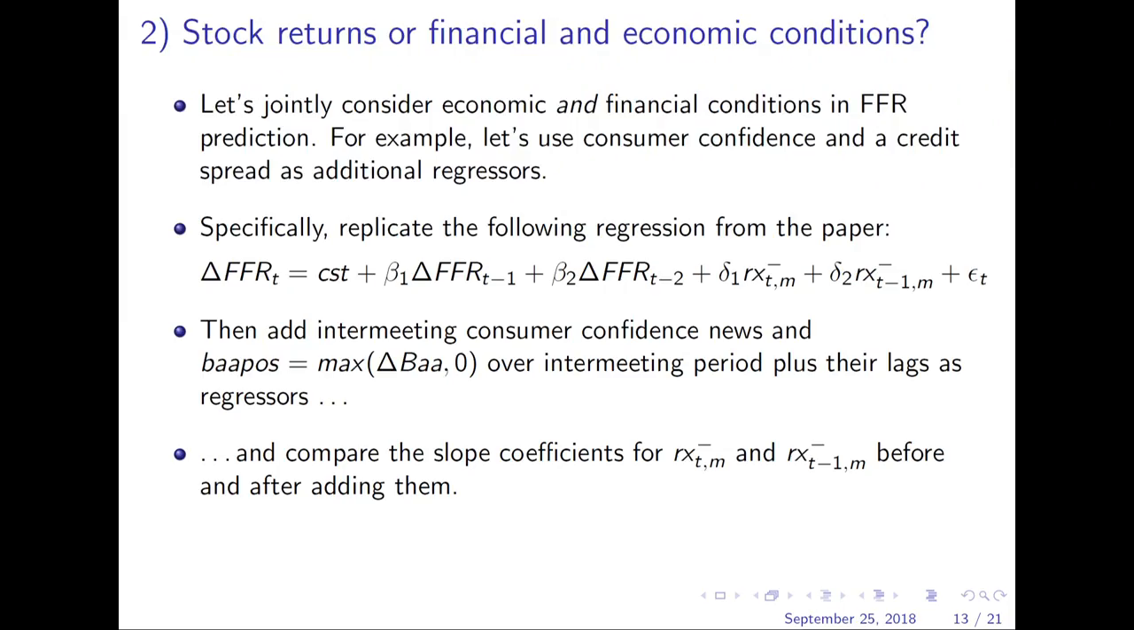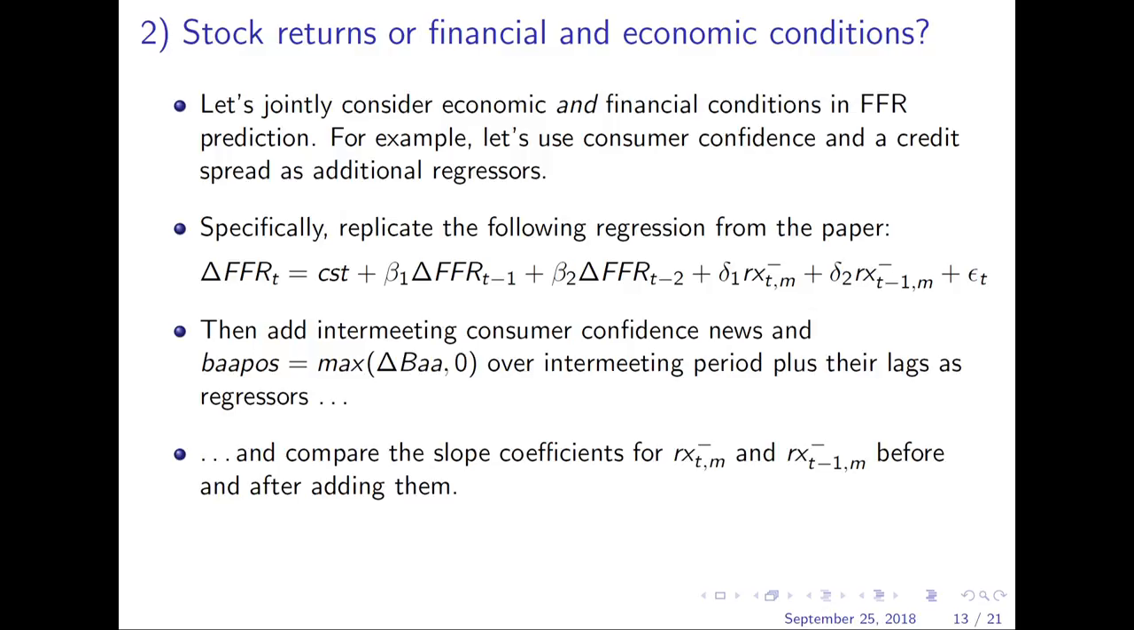And that gets me to my second point, whether the relationship that Annette and Anna document is really about stock returns in particular, or financial and economic conditions more broadly. So let's jointly consider economic and financial conditions in the federal funds rate prediction. For example, let's use consumer confidence and credit spreads as additional regressors, and those were two of the variables that were mentioned in the minutes of these important events.